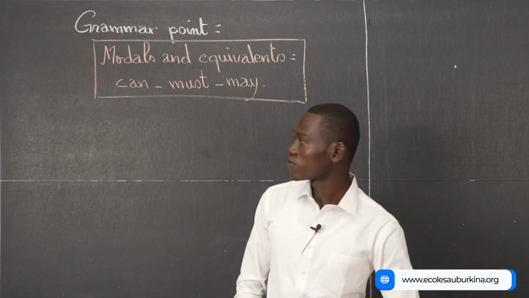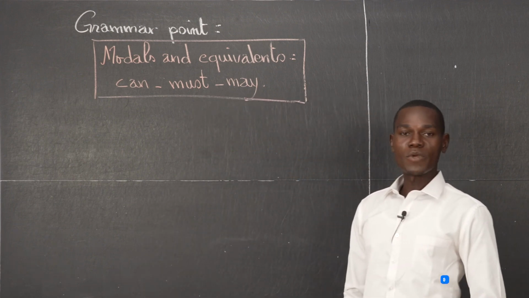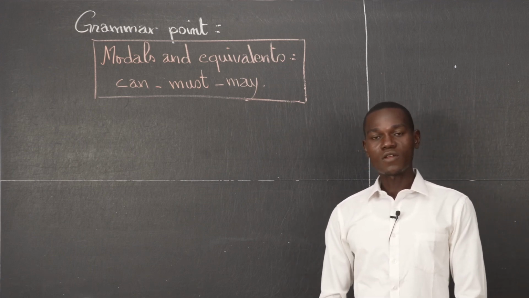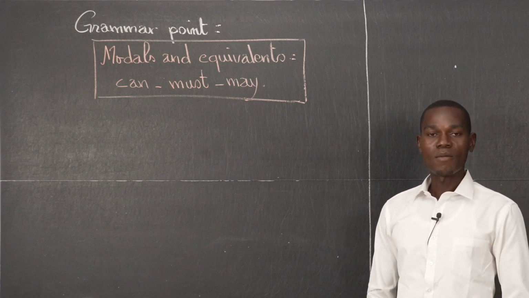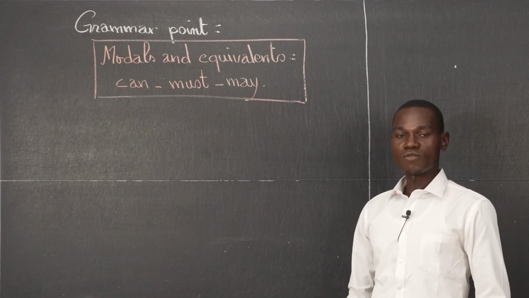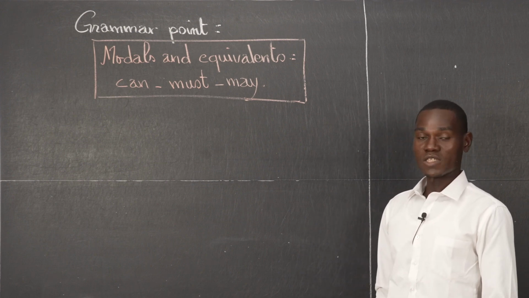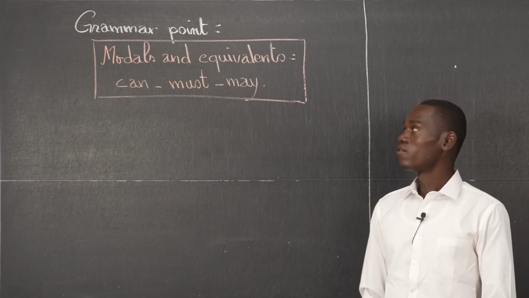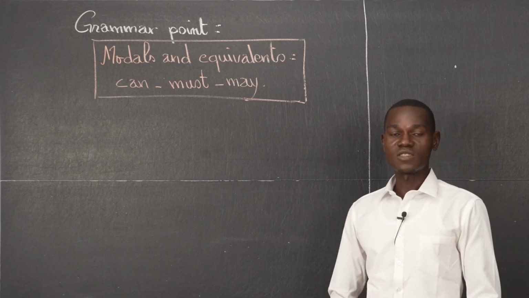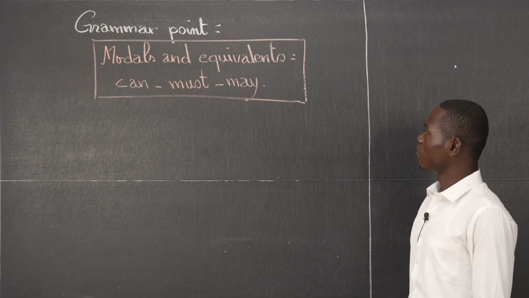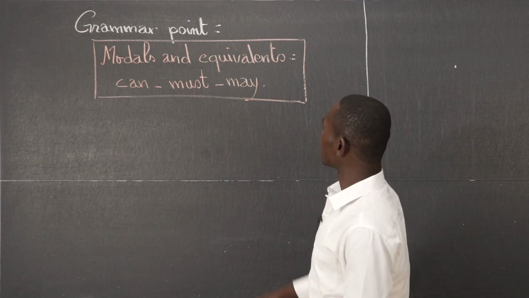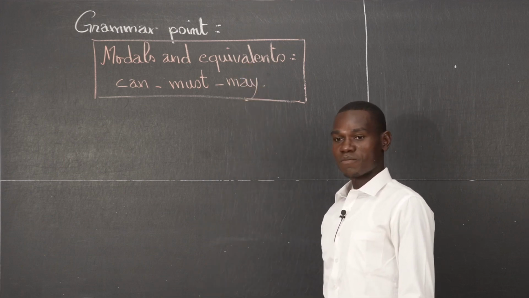As you can see, there are many modals, but for your level we are going to focus on can, must and may. This is one of the lessons you saw when you were in Form 2, when you were in 5e. You saw modal verbs, modal auxiliary verbs. We can also call them defectives. But what is going to be added this year is their equivalents.